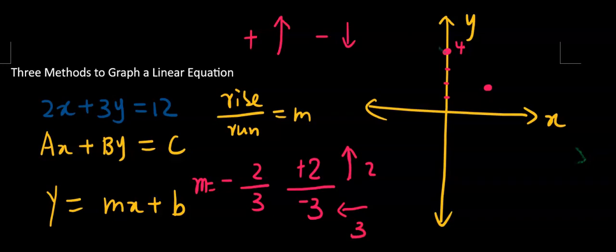I'm going to go up 1, 2. I go up 2. I stopped at 6, right? I'm going to go 3. If you don't like this direction, we can do this. We can go up 2 and then go 3, okay? 1, 2, 3. And that's our second point. And then I'm going to connect it.